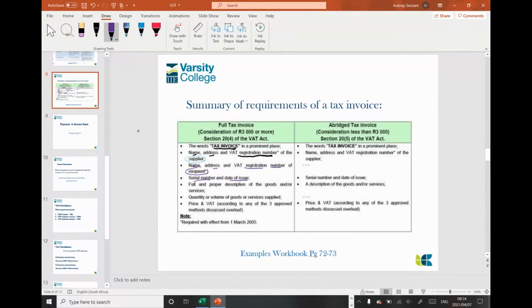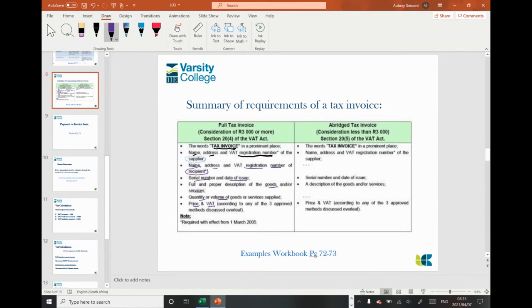All right, then you need full and proper description of the goods and or services on that full invoice. Then you need the quantity or volume of goods or services supplied. Then you need obviously the price and the VAT of these respective goods or services according to the 3 above methods discussed. Okay, just remember price and VAT.